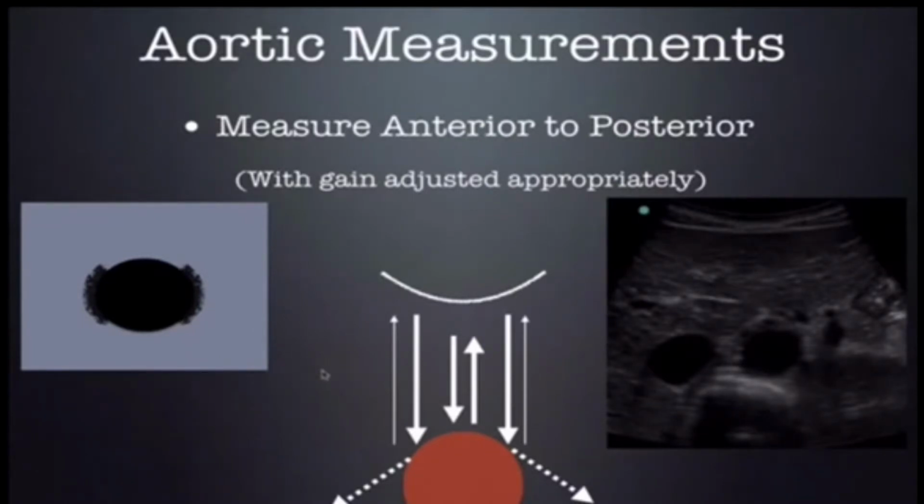If you look at a radiologist and when they do a formal aorta scan, they'll measure in all planes, but generally speaking, we recommend measuring just in the anterior posterior plane, and make sure that you have the gain adjusted properly. If you overgain this image, it will increase the blurring of the margins, and it can be difficult to tell exactly where the aortic wall begins and ends.